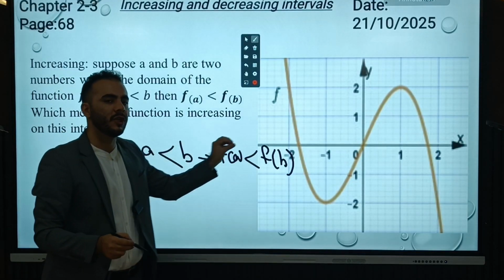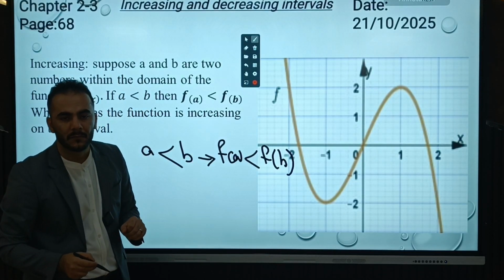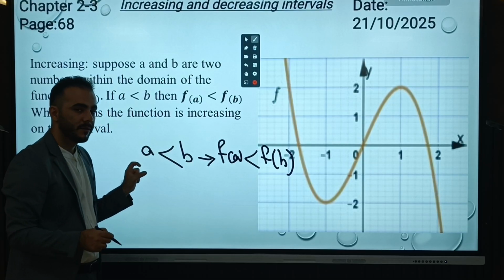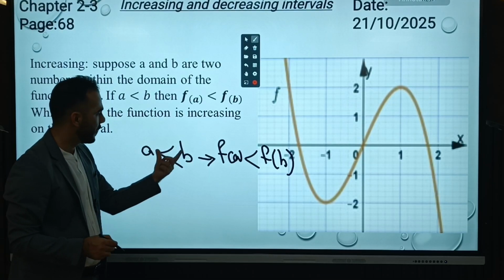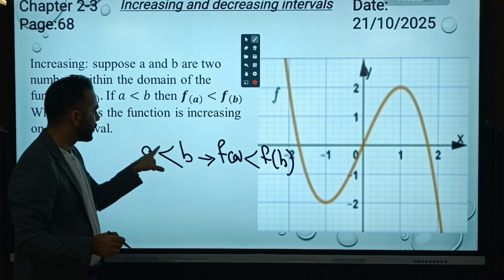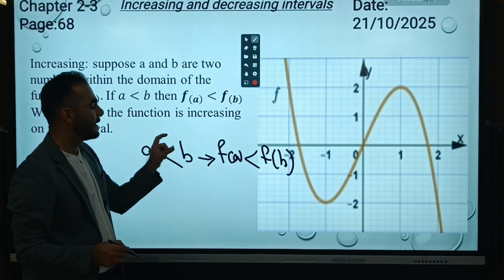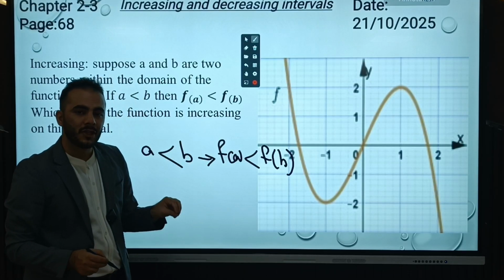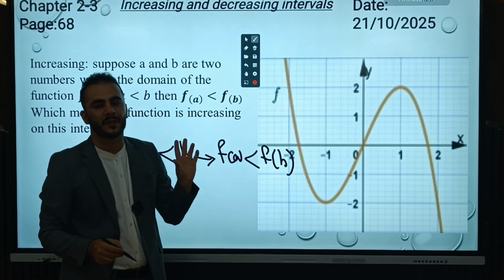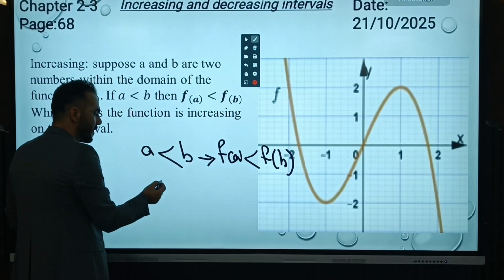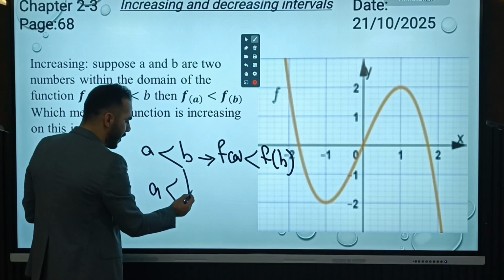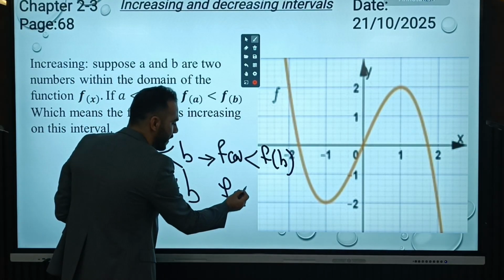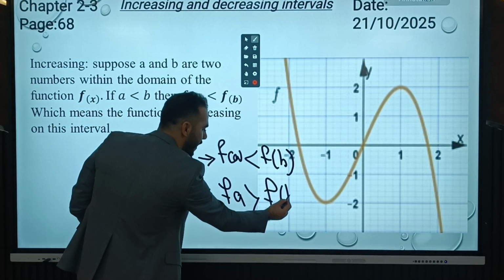Again, I'm going to repeat it. If we have two numbers within the domain of a function like a and b, if b is bigger than a, and f of b also is bigger than f of a, in that case we are going to claim that our function is increasing. But if again b is greater than a, but f of a is bigger than f of b, in that case we are going to say that our function is decreasing.